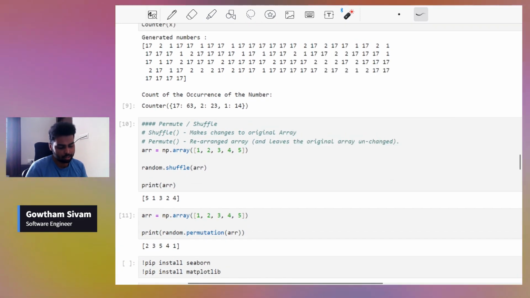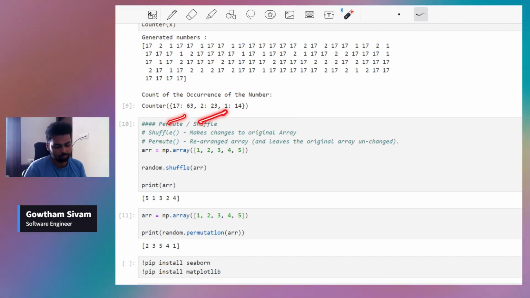Next is count of the occurrence of numbers, which is something I have explained. Next is permute and shuffle. What is meant by permutation, and what is shuffling? Shuffling is like when we have a set of cards, and before giving it to other people, we shuffle it. That is what shuffling is. And permute is a different arrangement of the same set of numbers.